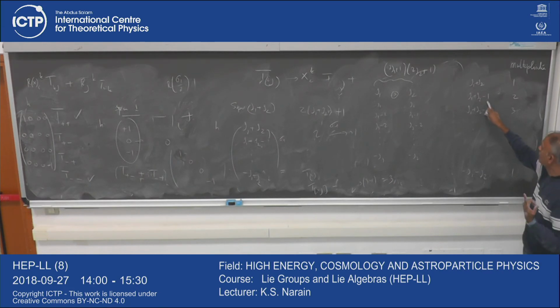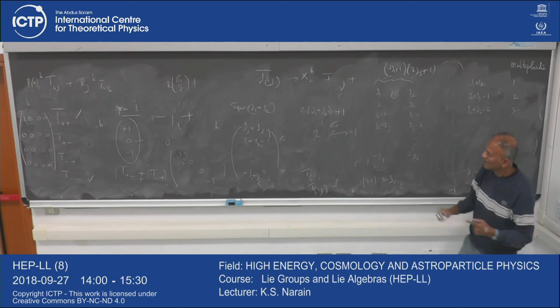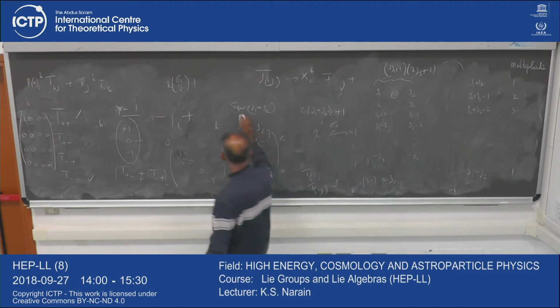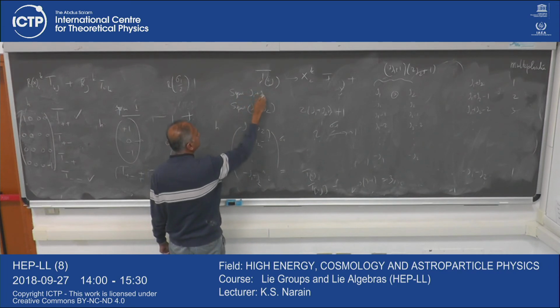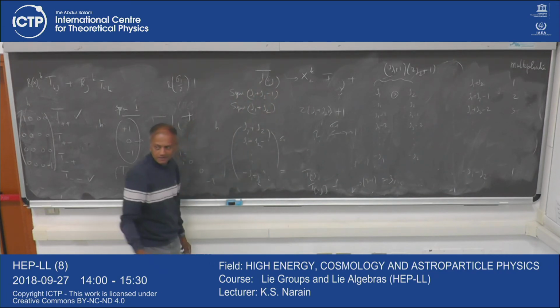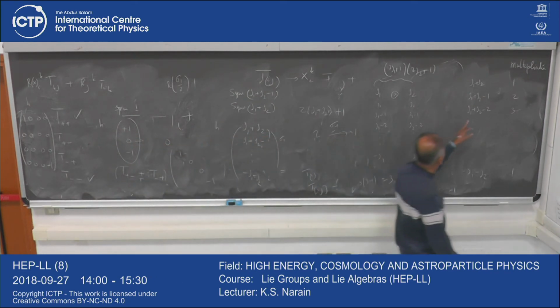Okay? But how many such? There's just one, because one of them has gone here. So there's only one. So then we see that there is also, not only that, there is also a spin J1 plus J2 minus 1 representation. Okay. Now let's go to the next level.